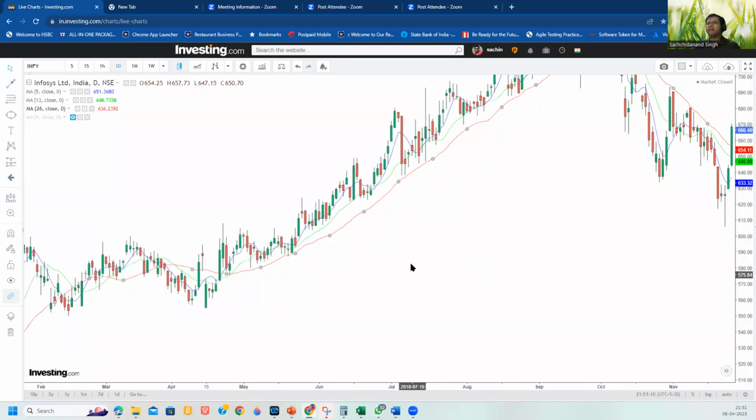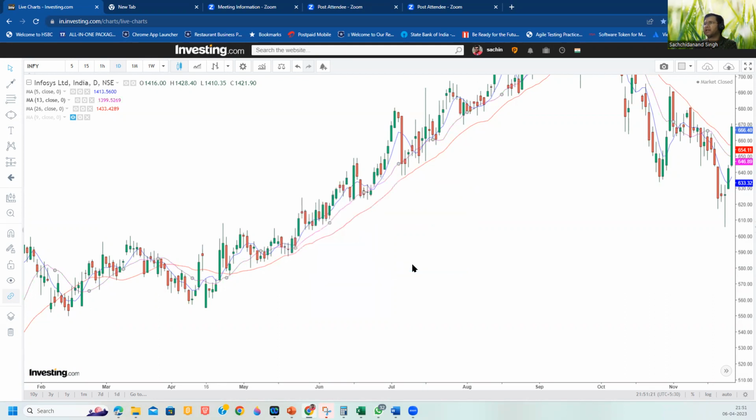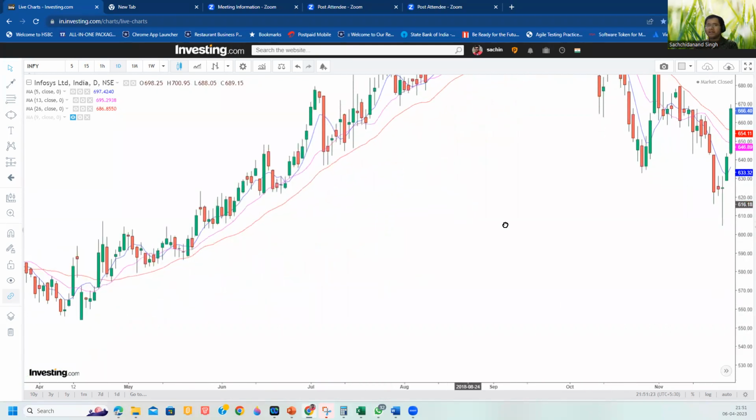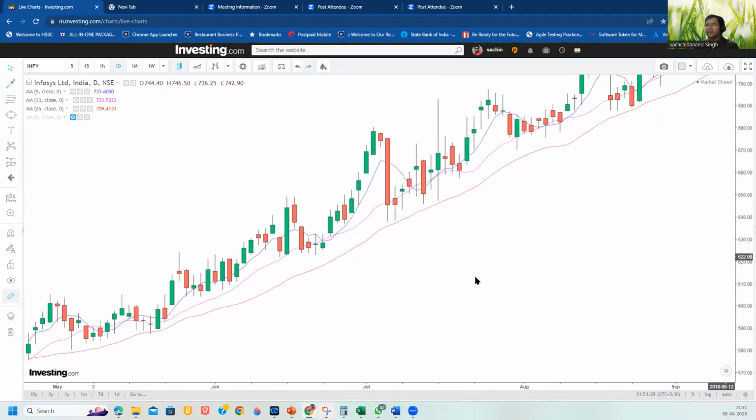So the blue one is the time frame 5, the green one is 13. I'm afraid the green is not so visible. Maybe I can choose a dark green, or maybe I can choose a pink so that it will be a visible color. So I hope you can follow these three colors.